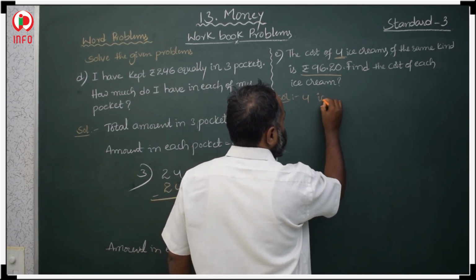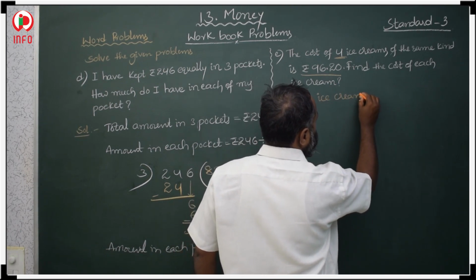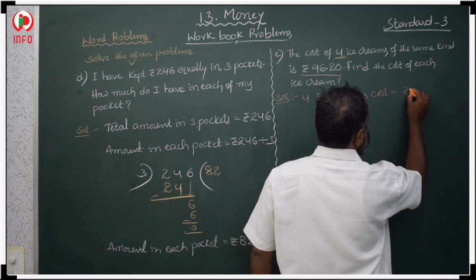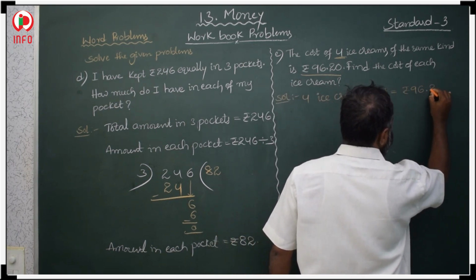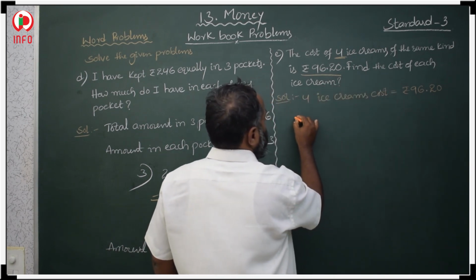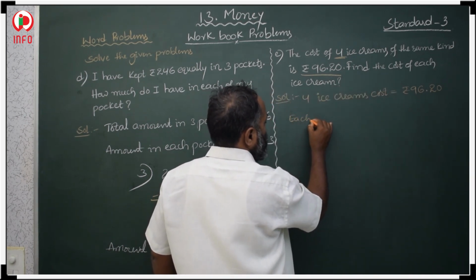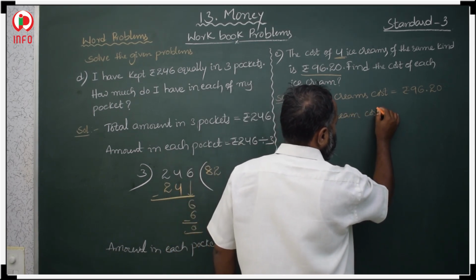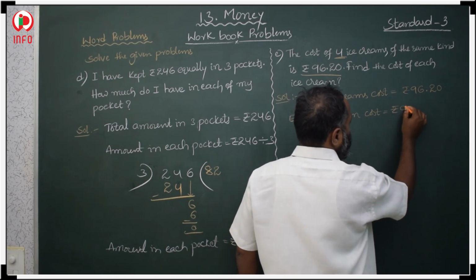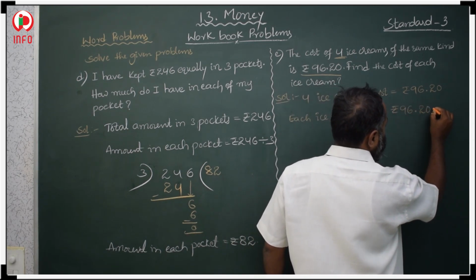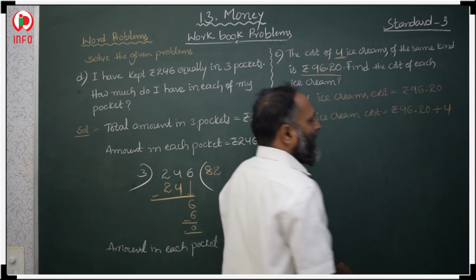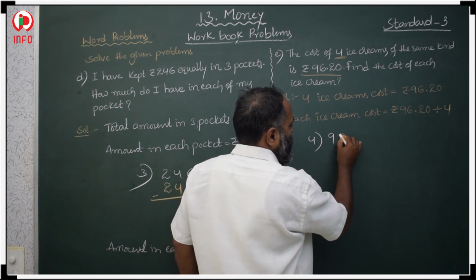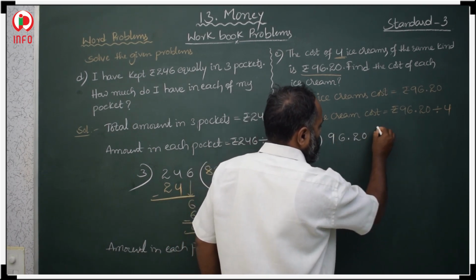4 ice creams cost is equal to 96 rupees 20 paisa. Then each ice cream cost: this 96 rupees 20 paisa, divide by 4. Okay. Here 4 divides 96 rupees 20 paisa.